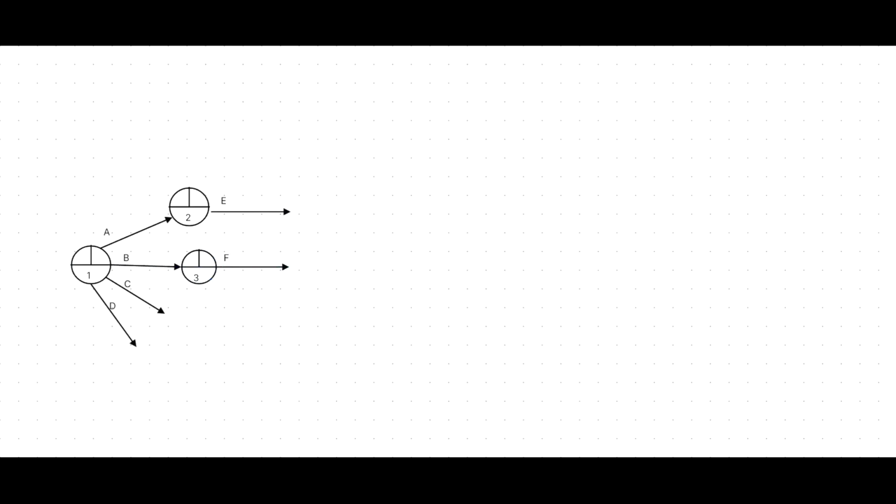The next, for the G, we should complete C and F both. Here the C, here the F, we can complete both. After the fourth event, to the G.